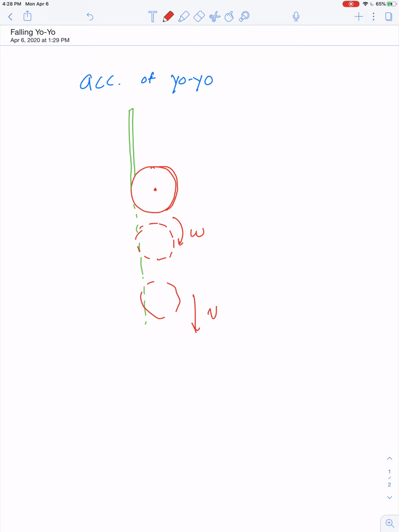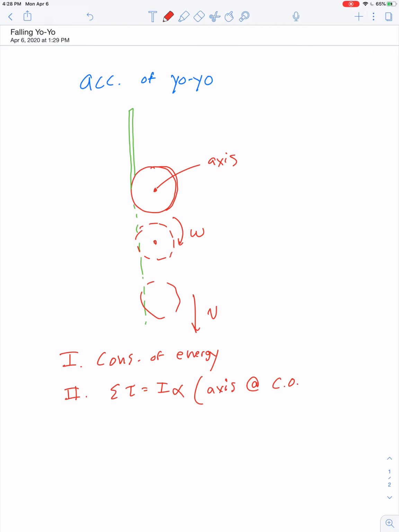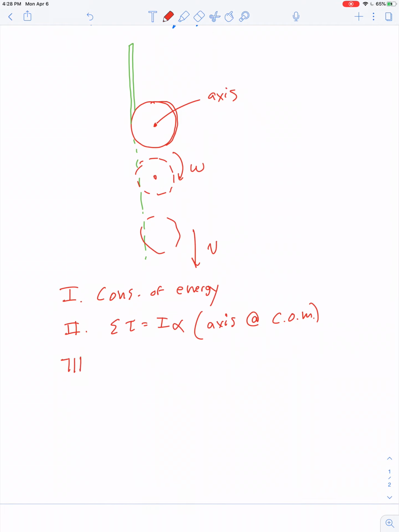So I think we've already solved this problem a couple times. We did it once using conservation of energy. Then we solved the problem a second time using the idea that net torque is equal to I alpha, and we assumed that the axis of rotation was at the center of mass. So I want to show you a third way that we could solve this problem that also involves identifying the net torque acting on the system, but imagine a different axis.